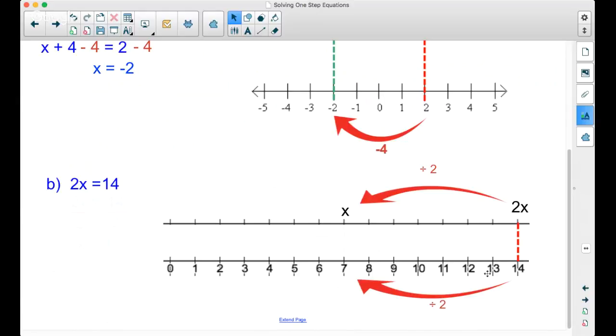So we're going to divide by 2. 14 divided by 2 is 7. So we get that x is equal to 7. Again, the x and the 7 lining up.